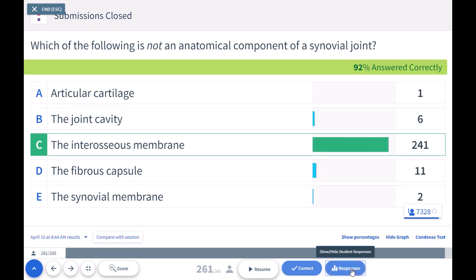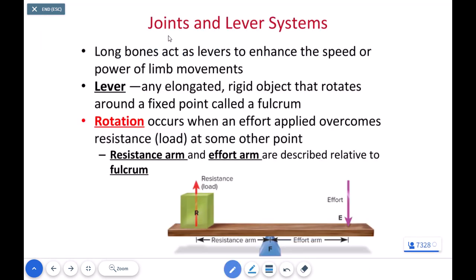So as a class, we did pretty respectable. And we have about 5 minutes left in class, but that's a really good stopping point. So we're going to go ahead and stop here for today. On Friday, we're going to do joint movements during class. Joint movements on Friday.